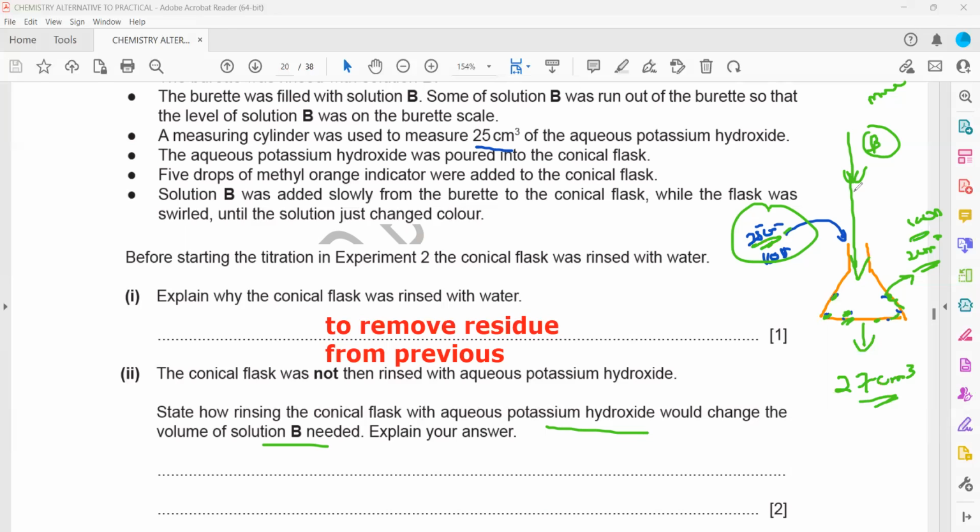So remember one thing, in a titration experiment, you should never rinse a conical flask with a chemical. It's always with water. But for a burette, when you fill the burette, for example with hydrochloric acid, you rinse with water, then you should again rinse with the hydrochloric acid to remove any trace of water. Is it clear?